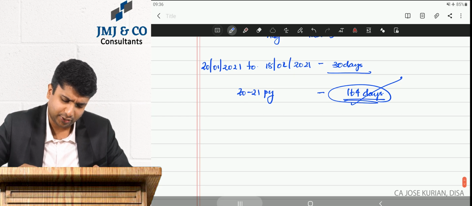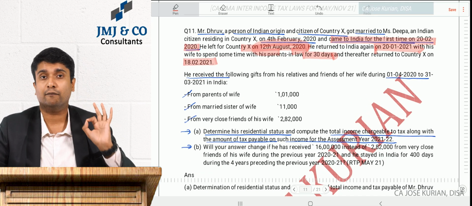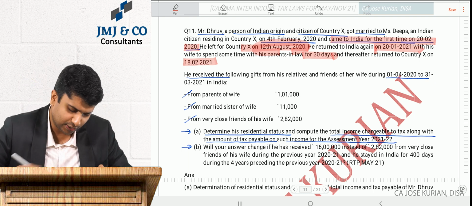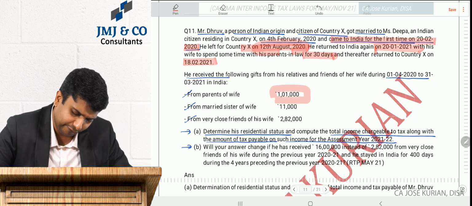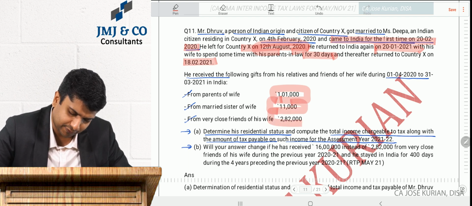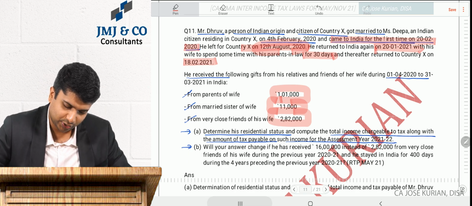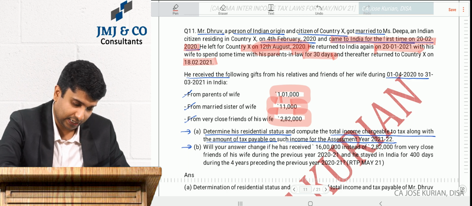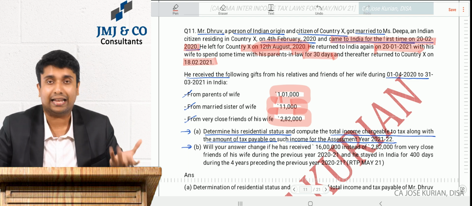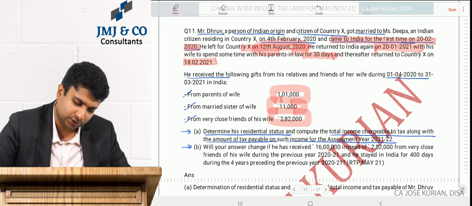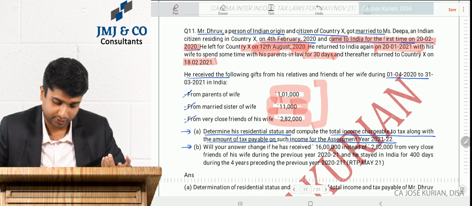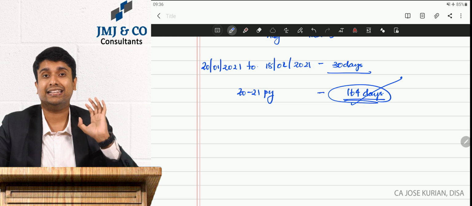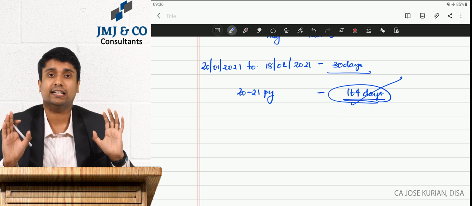Anyways, now we need to compute what exactly is this income which is taxable in India, or we can say the Indian sources income. So he got some gift from his wife, then from married sister of wife, then from very close friends of his wife. There are 3 gifts. So if you total everything, that means 1,01,000 plus 11,000 plus 2,82,000, in total it would be only 3,94,000. So even if you take this total receipt, it would be 3,94,000. So definitely we can say his total income from Indian sources is way less than 15 lakh.